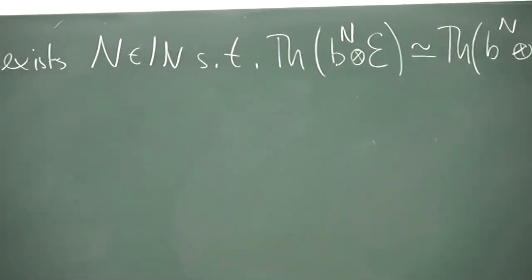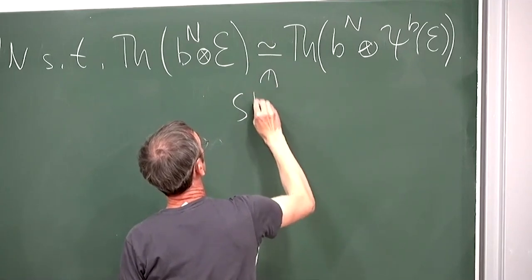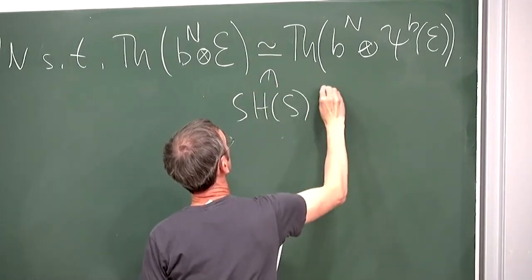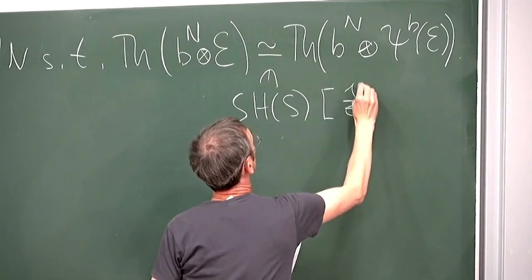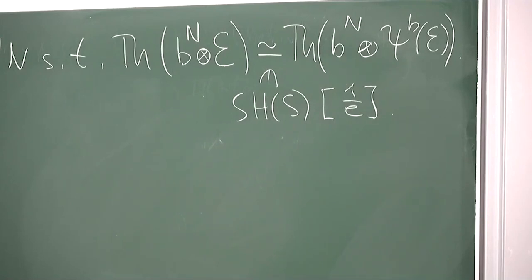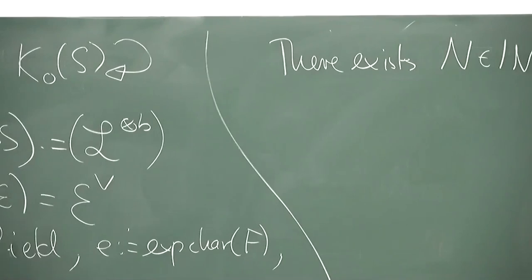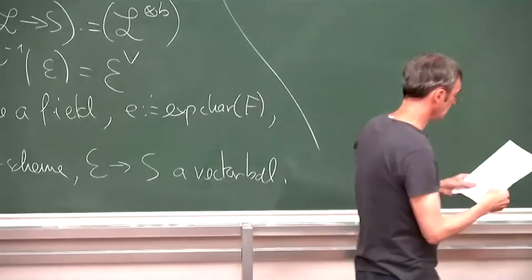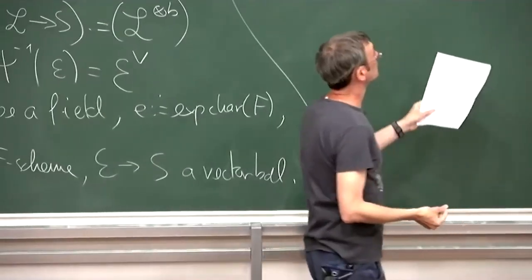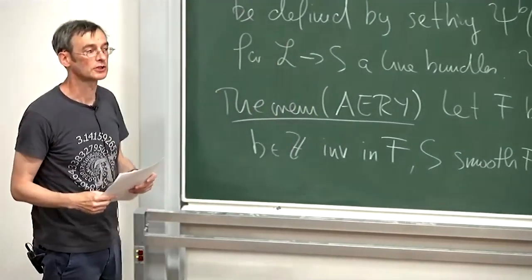All right, and this equivalence is in the stable homotopy category of S, but perhaps we have to invert the exponential characteristic, I don't know. Okay, and so far this is only one half of the Adams conjecture.